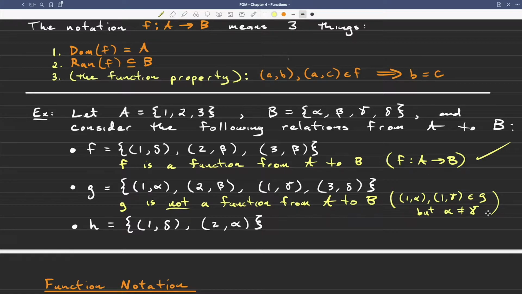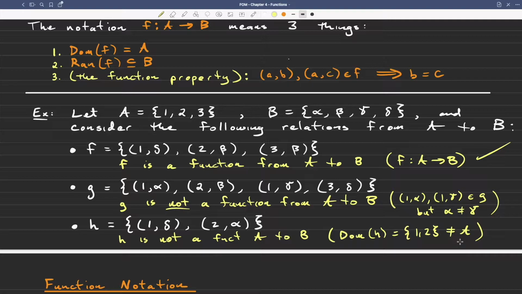but it just doesn't have the third function property. And lastly, H is also not a function. It doesn't violate the property of the range being in B, and it also doesn't violate the function property, the third thing at the top, but the domain's not right. The domain of H is equal to 1 comma 2, which does not equal A. So I can't say that this is a function from A to B. I could say H is a function from the set containing just 1 and 2 to the set B, but I can't say it's a function from A to B.